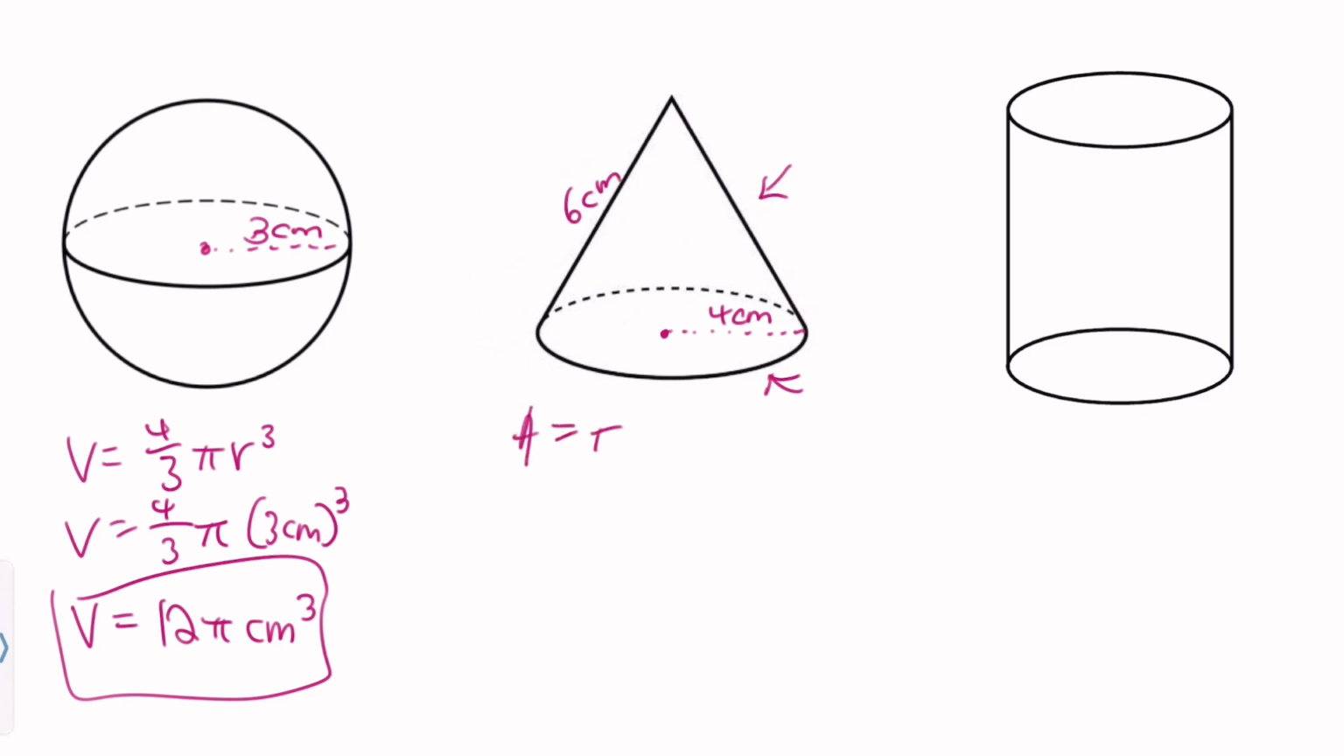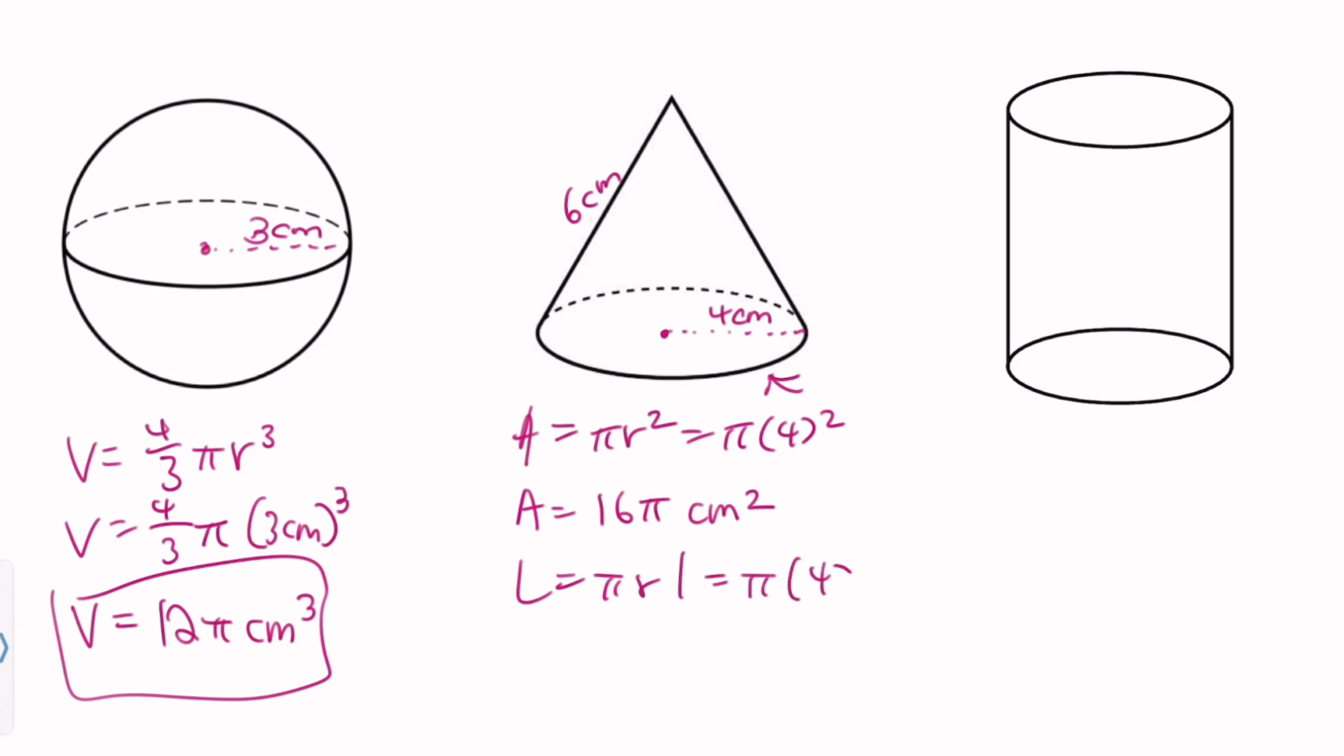The area of a circle is equal to pi r squared, which is equal to pi times 4 squared. The area is equal to 16 pi centimeters squared. And then for the lateral area, according to the reference table, we know that it is equal to pi r times the slant height, which is going to be equal to pi times 4 times the slant height, which is 6. So the lateral area is going to be 24 pi centimeters squared.